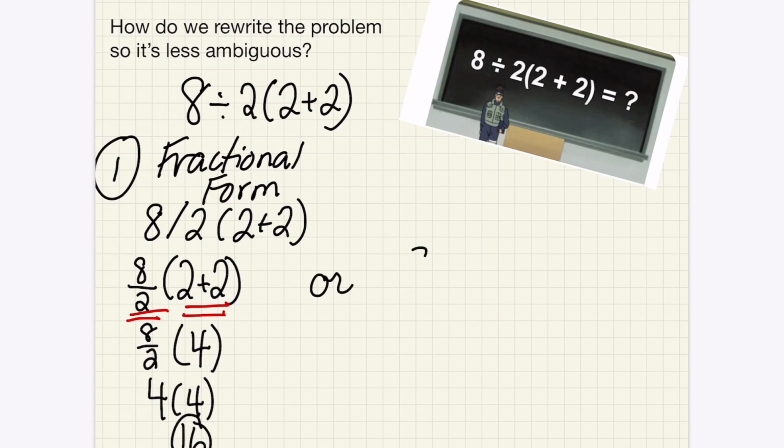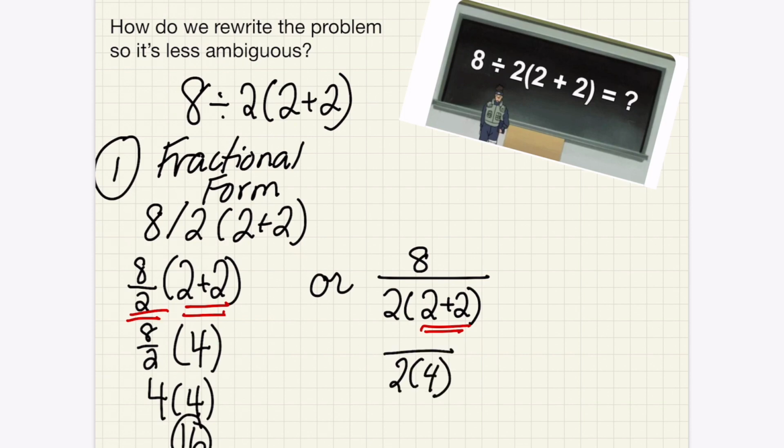Or am I looking at the problem written in this way? 8 being divided by this entire expression of 2 times 2 plus 2. See the difference in our denominator? And this is where the problem becomes crystal clear. Do I really want the 8 being divided by 2 and then being multiplied? Or do I want the 8 being divided by that entire expression, 2 times 2 plus 2? So when I do that, I'm starting off with this parentheses part, so I know I'm getting 2 times 4. So I have 8 over 2 times 4, which is 8 divided by 8, which gives me 1.